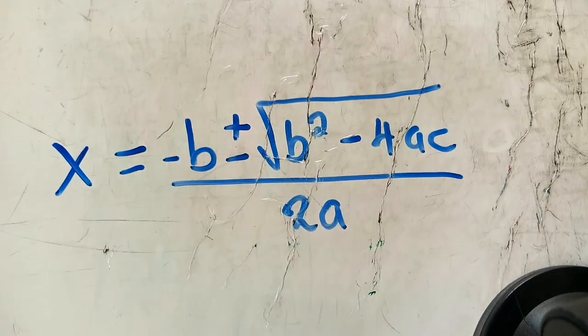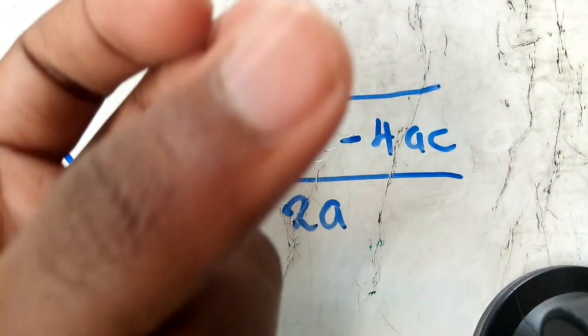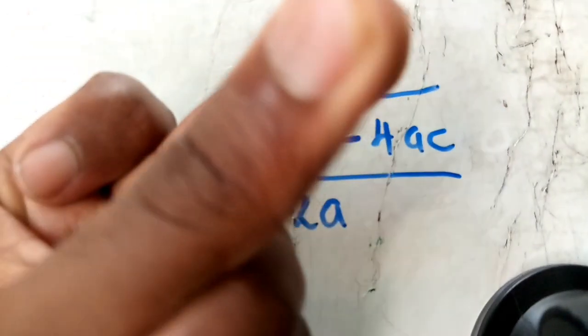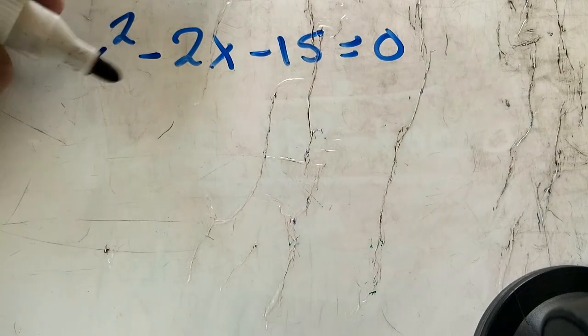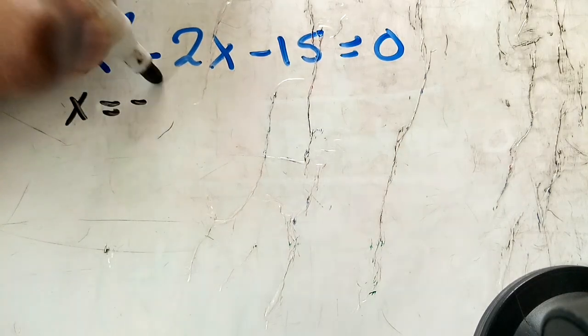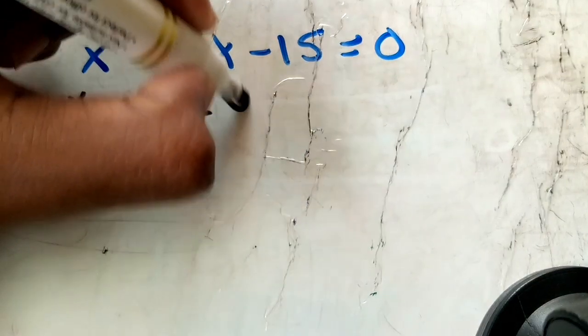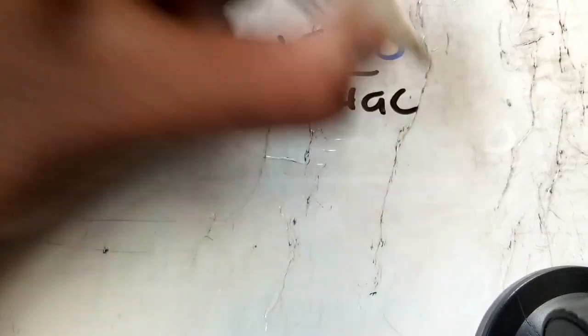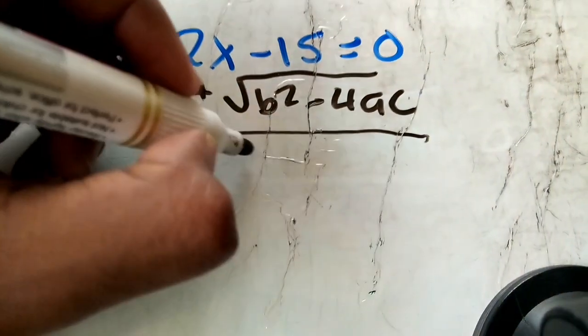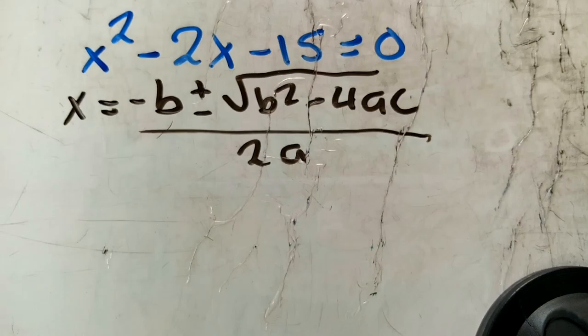So yeah. Now, let's have a little question to answer using this equation. So, we have this equation. Let's solve it with the quadratic formula. So, we know it's x is equal to negative b plus or minus the square root of b squared minus 4ac over 2a. So now I'm just simply going to substitute.